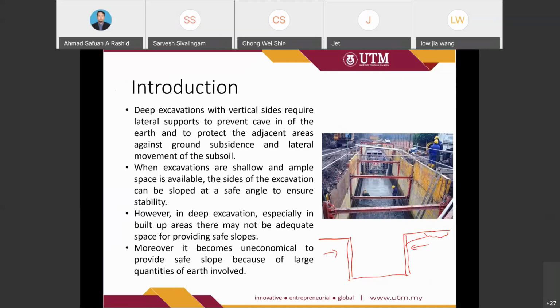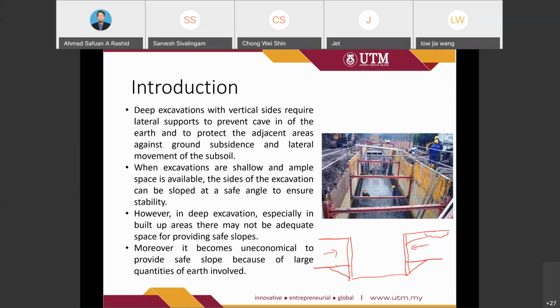When excavations are shallow and ample space is available, the sides of the excavation can be sloped at a safe angle to ensure stability. For example, if the depth of the trench is not too high, we can easily construct a slope to protect against failure.